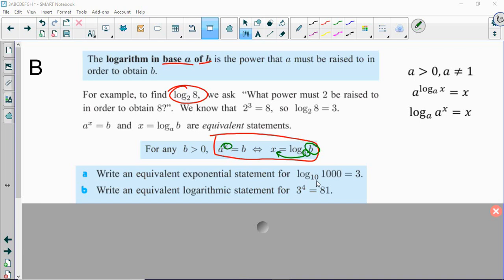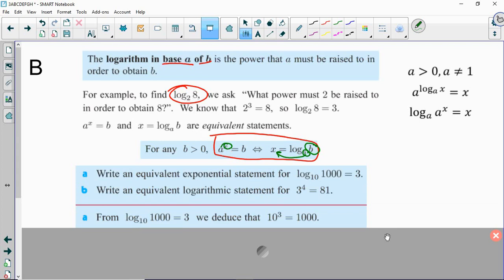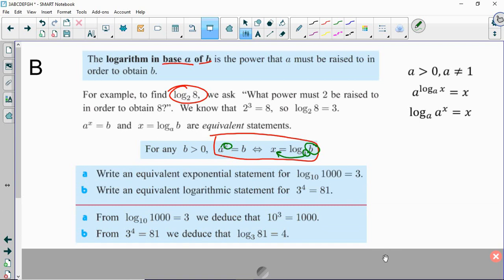Down here, can you write an equivalent statement for this one? Log base 10 of 1,000 equals 3. Yeah, that's just 10 cubed equals 1,000. And then 3 to the 4th equals 81. That's wonderful. That means that log base 3 of 81 is equal to 4.